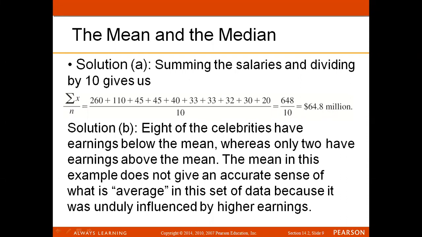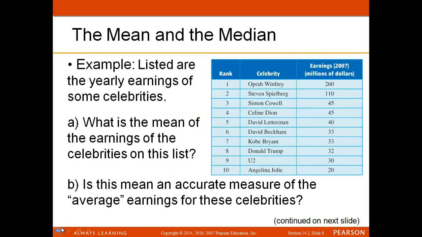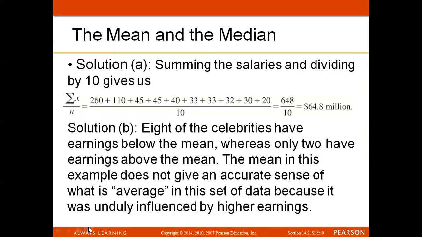The solution to part B is that 8 of the celebrities have earnings below the mean, whereas only 2 have earnings above the mean. The mean in this example does not give an accurate sense of what is average in this set of data because it was unduly influenced by higher earnings. So Steven Spielberg and Oprah Winfrey are the only people who made more than $64.8 million.